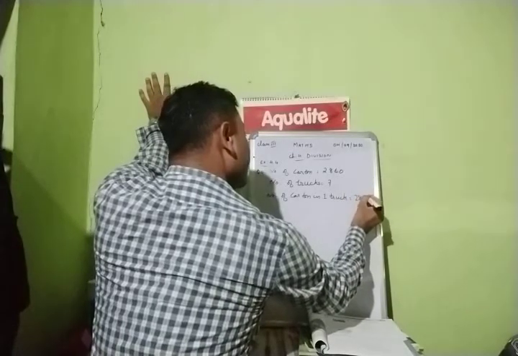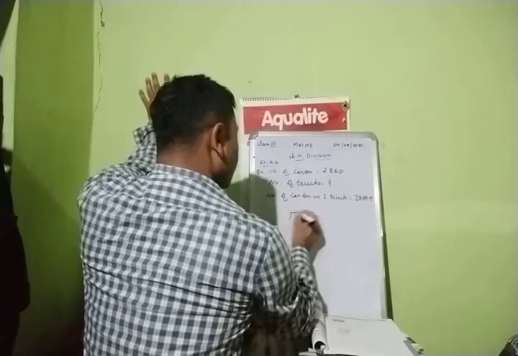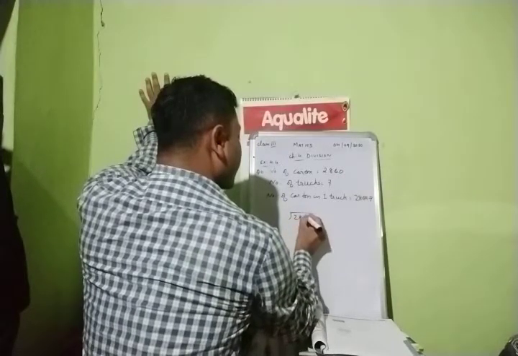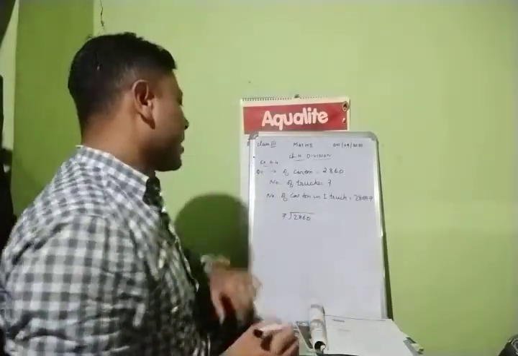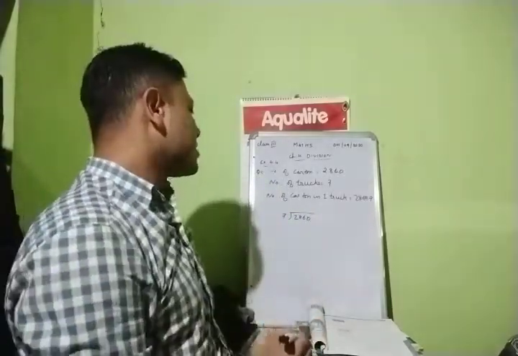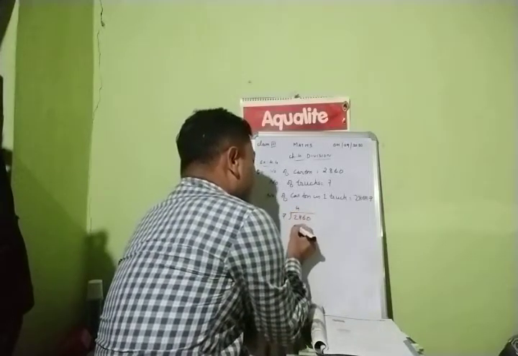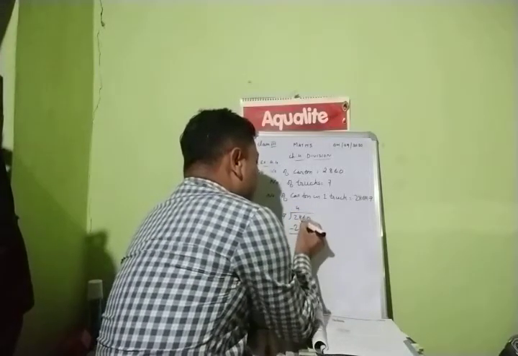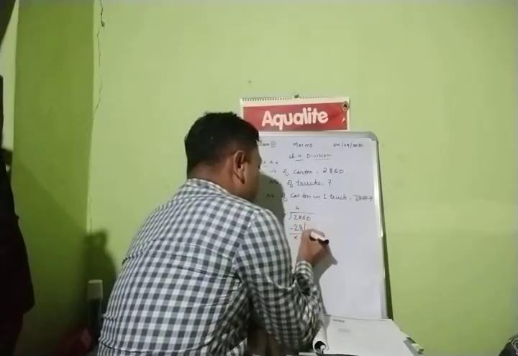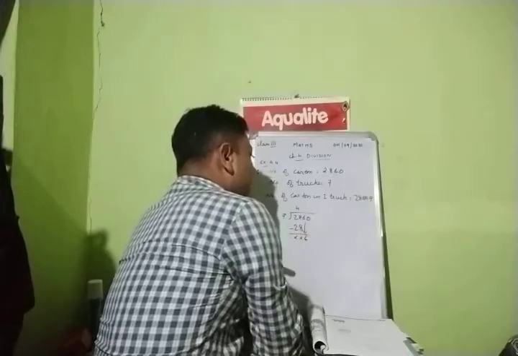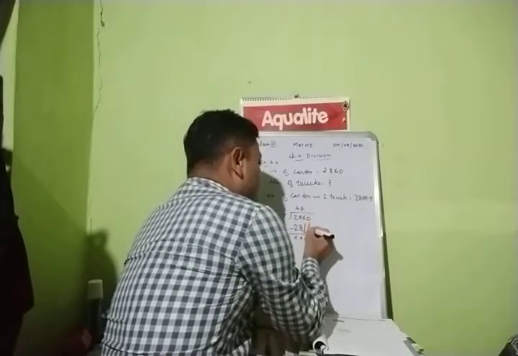2860 divided by 7. 7 1s are 7. 7 2s are 14. 7 3s are 21. 7 4s are 28. Then 8 minus 8, 0. 2 minus 2, 0. 6 will come down. Alright. Then when we brought 6, 7 1 is 7, so it is not going. So 0. This again 0 will come down.